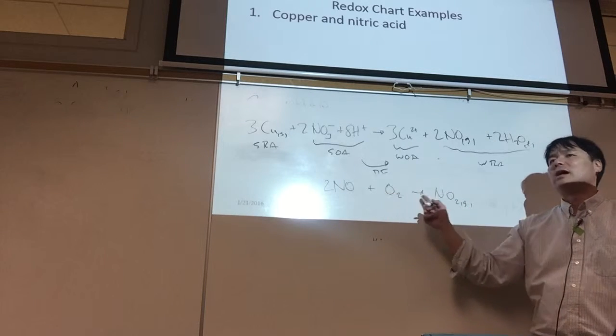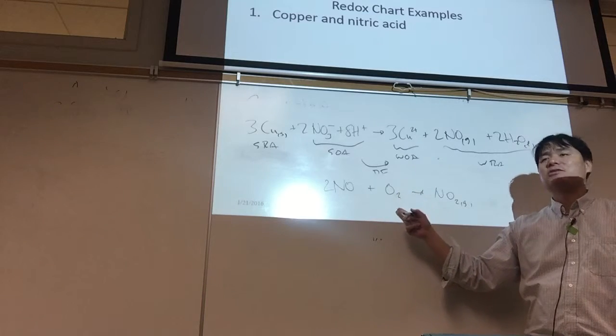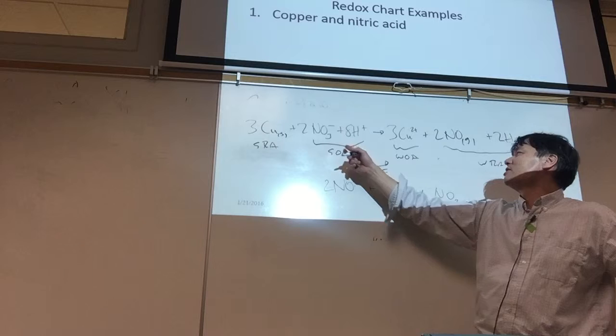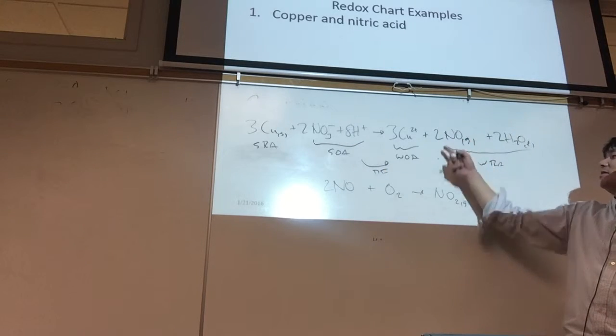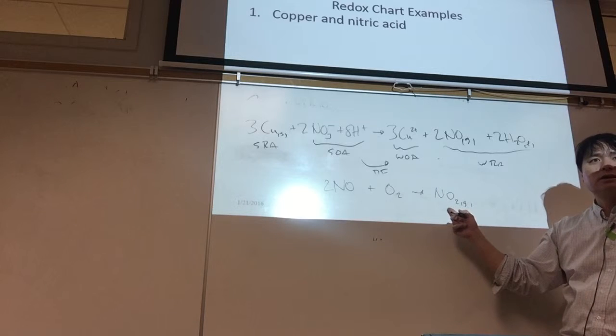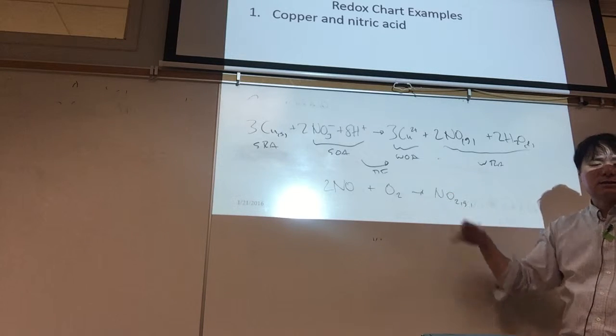So this would be another redox. This would be like complete combustion, but this is what happens when we do that. So if you take some copper, put some nitric acid, you get the brown gas. The brown gas is a result of the oxidation of nitric oxide to nitrogen dioxide here, the second step.